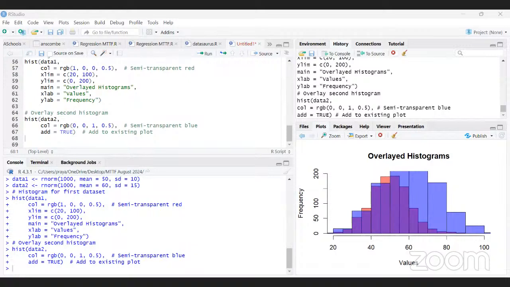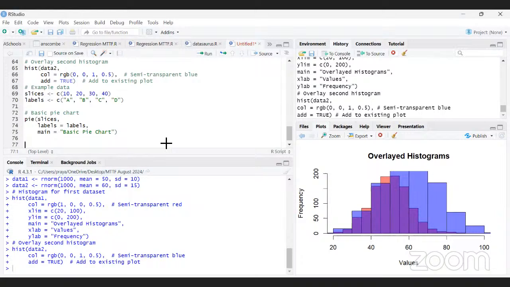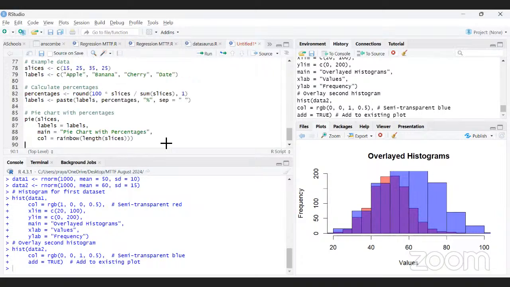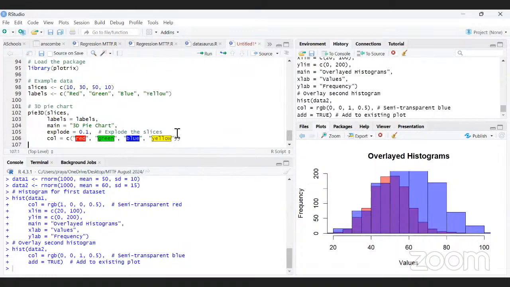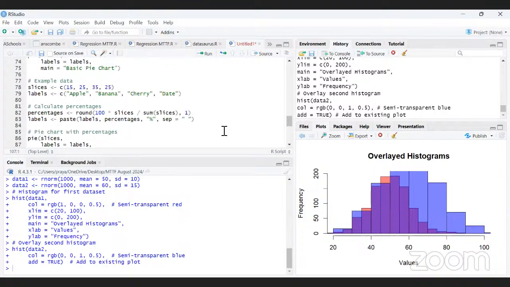Apart from this, in R, many a times, or in fact most of the times, we present these graphs using ggplot, because ggplot is, I think, a very extended version, and it gives you a great understanding of the graph. Let me just show you a few examples of the pie chart as well.